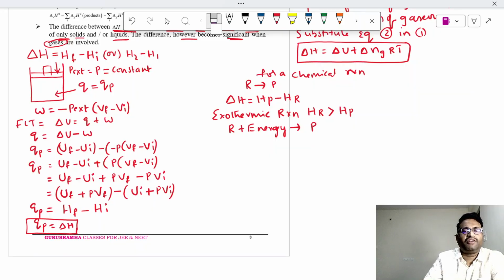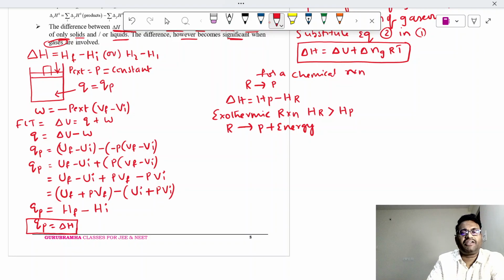Okay, what is that? Exothermic reaction means reactant is product plus energy. See, this is the exothermic reaction. That means reactant is forming product by releasing some energy. So reactant energy is equal to product plus some energy.